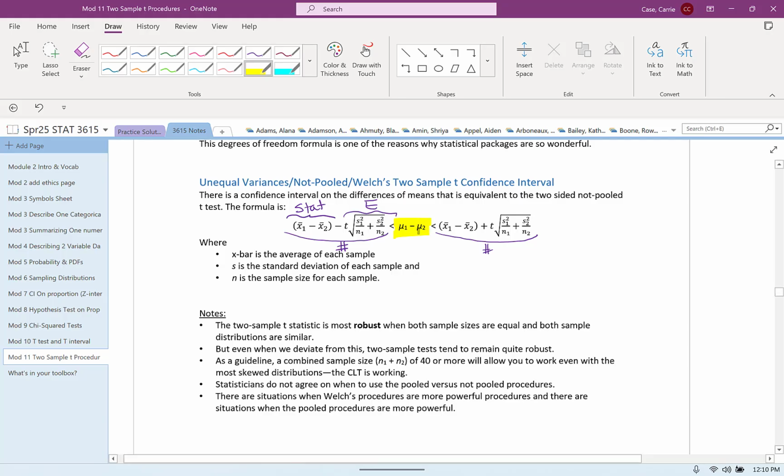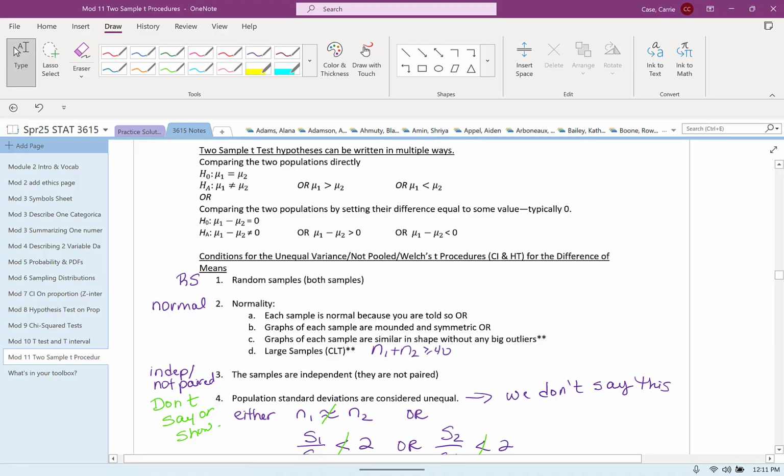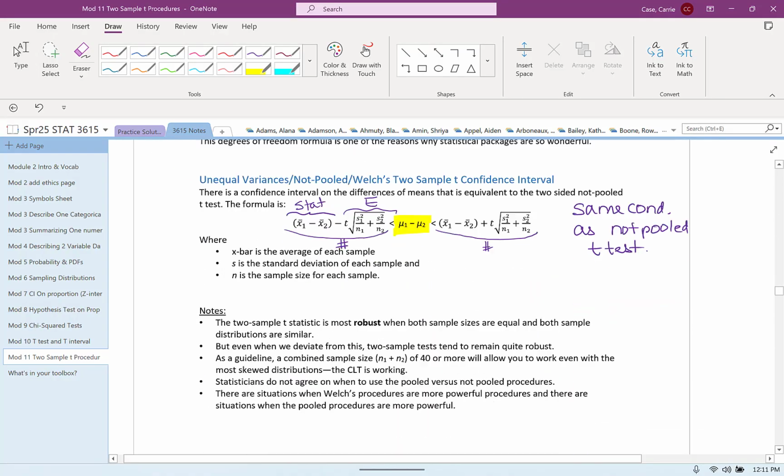The conditions here for this confidence interval are the same conditions as the not pooled t-test. So the conditions we just went over on the previous page are the same for both the hypothesis test and confidence interval.